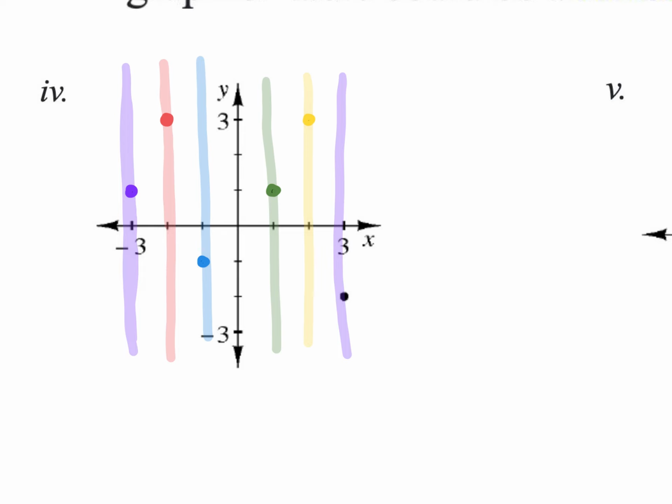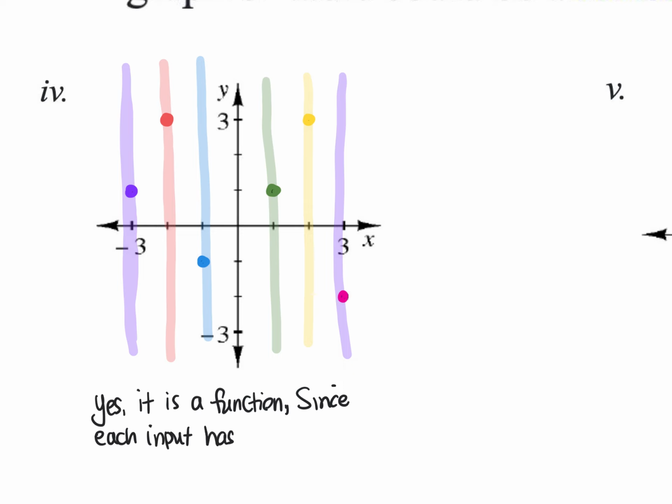When my input is 3, there's only one place where I have an output. So because we can predict what's going to happen every time we use a new input, we can say that this is a function. This is behaving like a function. So yes, it is a function, since each input has only one output.